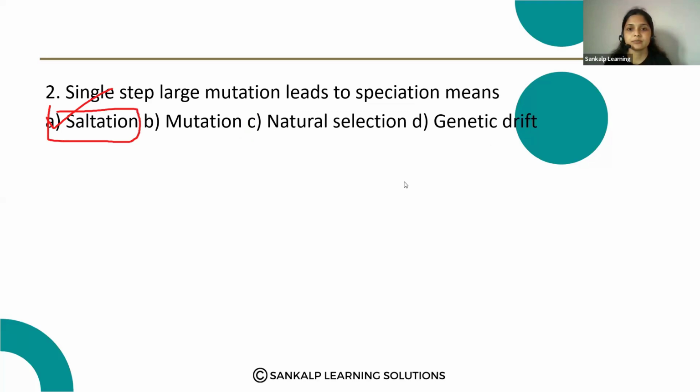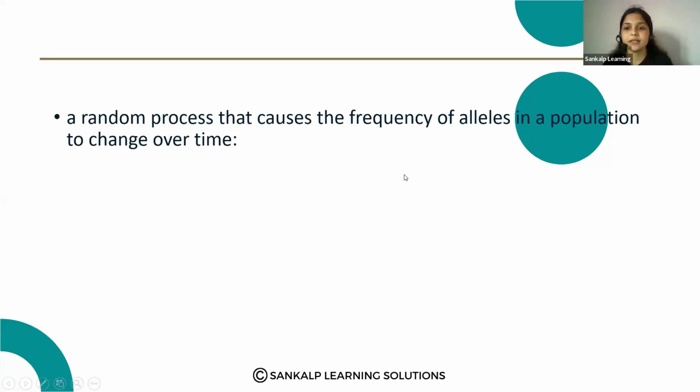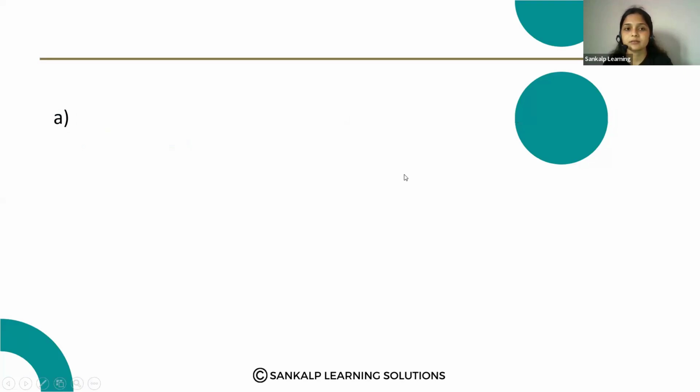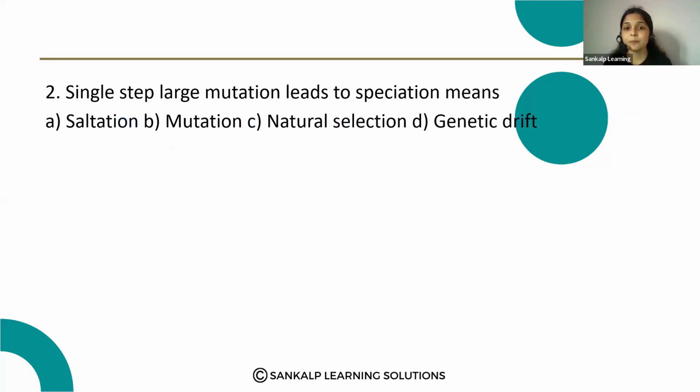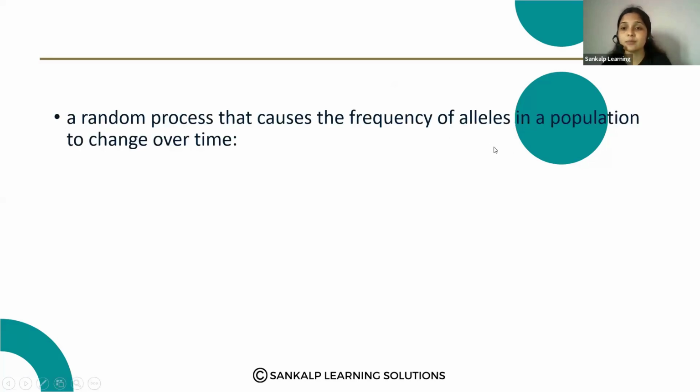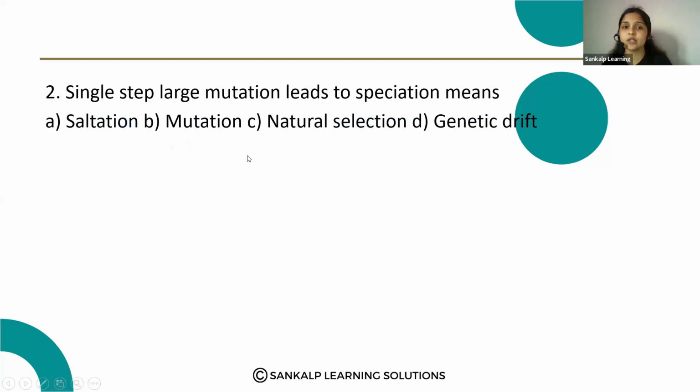Next question. What is the meaning of mutation, natural selection, and genetic drift? Then what is the meaning of genetic drift? Here, a random process that causes the frequency of alleles in a population to change over time. That is called genetic drift. So it is not a single step large mutation. So the correct answer is saltation. Next question.